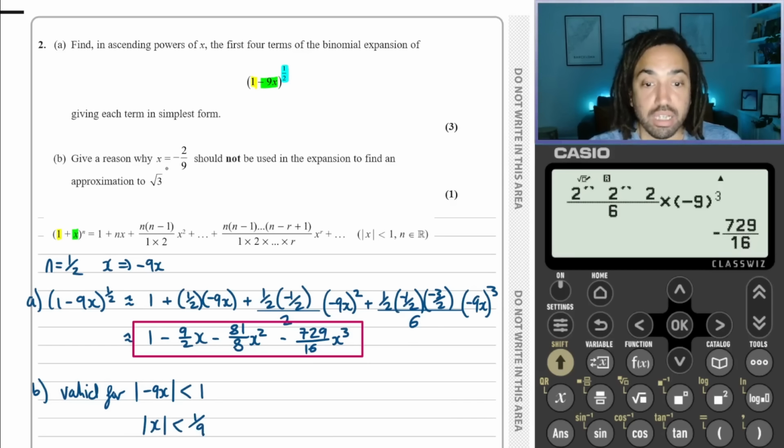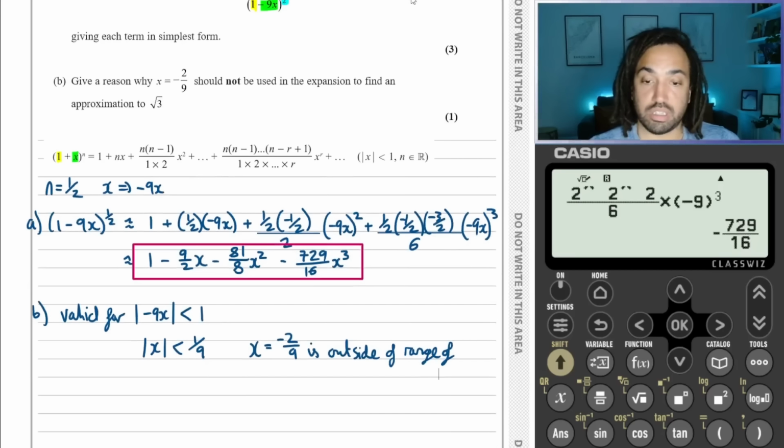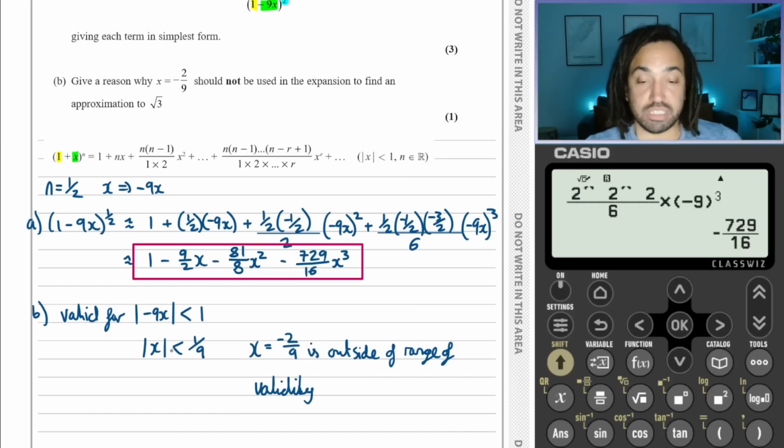Okay, so in this case, x equals minus 2 over 9 is outside of the range of validity. Outside of range of validity. I think I'm saying that right. Okay, perfect.